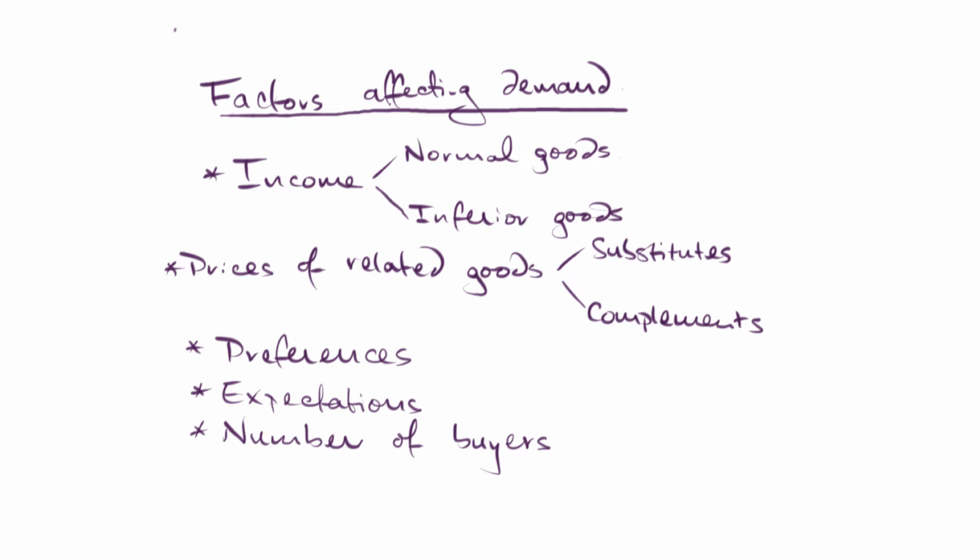And you think to yourself, oh, you know what? Since hamburgers are on sale, forget about buying the pizza. I'll get a hamburger for dinner tonight. Okay, so there, the price of hamburgers has affected your demand for pizza because they are related goods.